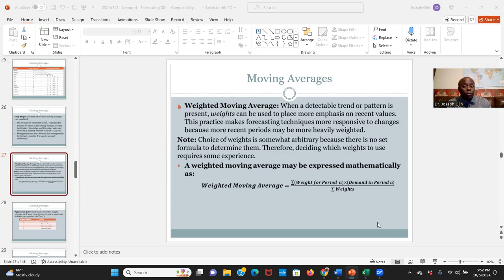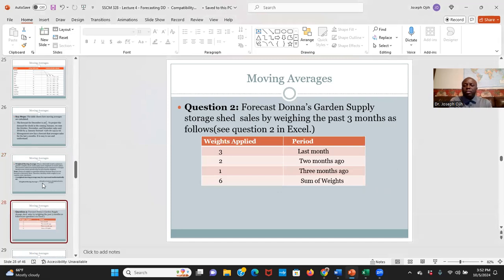Now, remember, the choice of weight is arbitrary. There is no set formula for finding the weight used. You just, based on your personal experience as an operations manager, decide what weight to assign to each month. And the general formula is the sum of weight for period N times demand in period N divided by the sum of weights. Now let's try it for this company again.